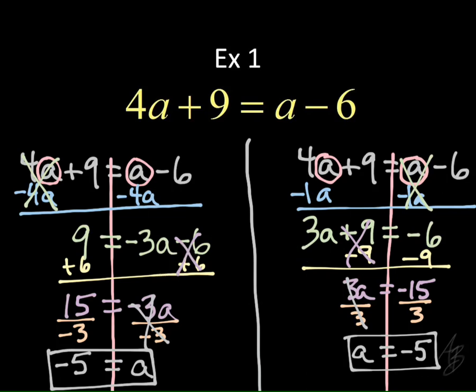Yeah. So looking at these two different ways of doing it, when we subtract the bigger number, we have to divide by a negative. When we subtract the smaller number, we get to divide by a positive. So by subtracting the smaller number, we'll always get to divide by a positive number. And that's going to make things a little bit easier on us.